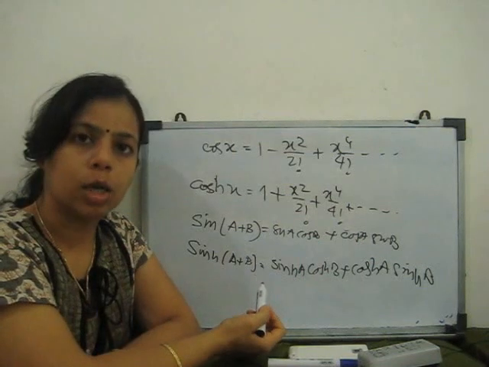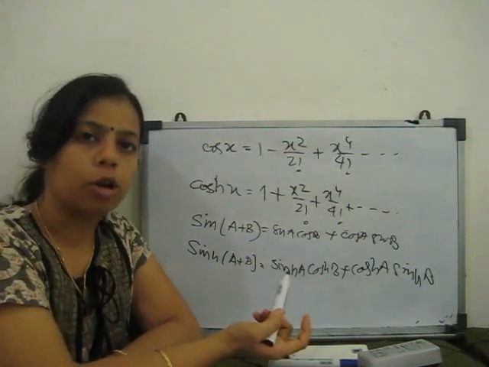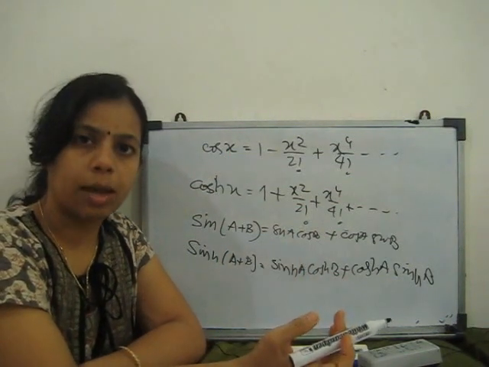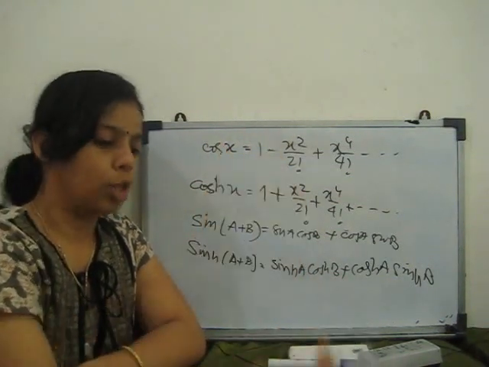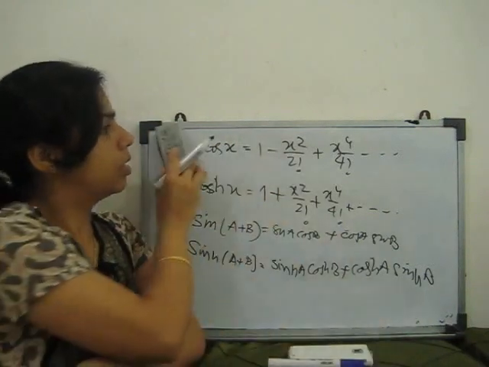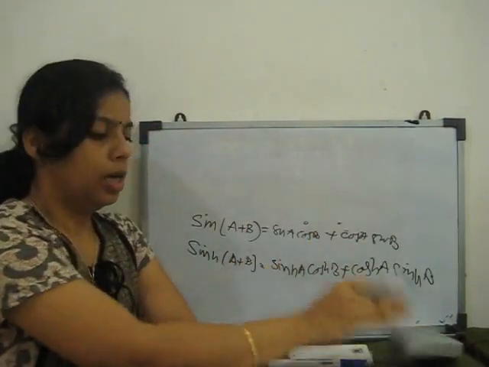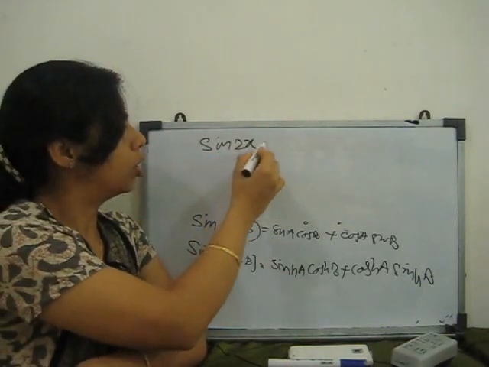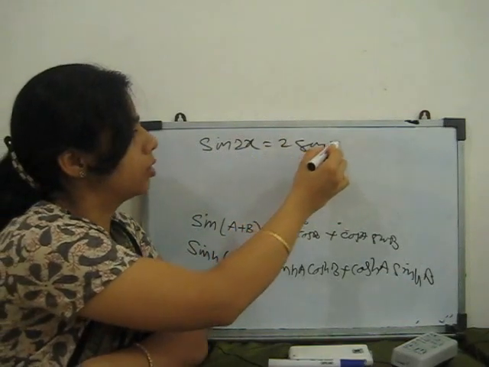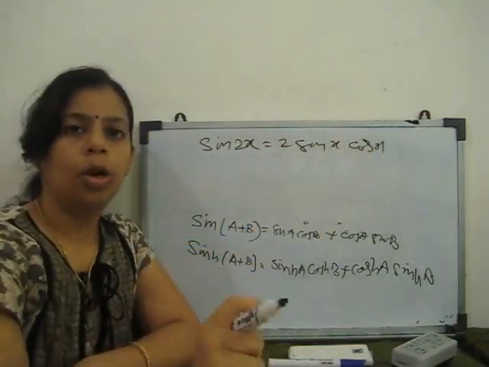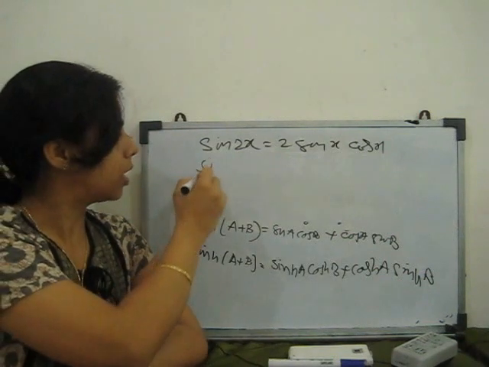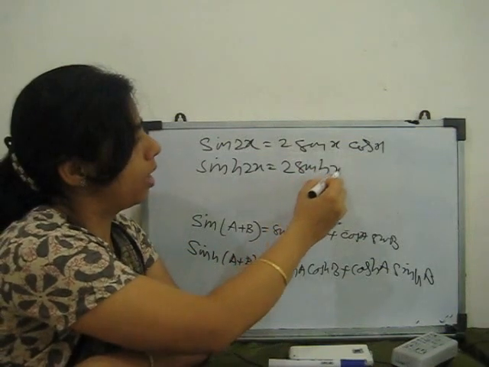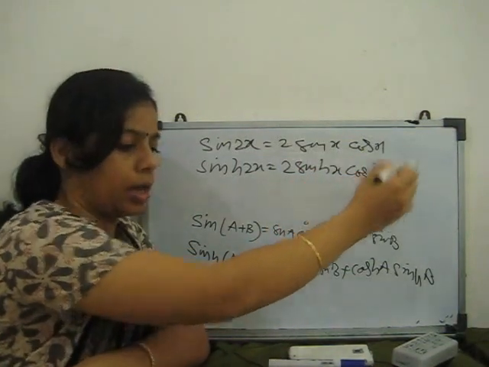So these are the same in the case of cos also. cos(a+b) is cos a cos b plus sin a sin b. Similarly for hyperbolic, cosh(a+b) is cosh a cosh b plus sinh a sinh b. Next is the relation of 2x: sin 2x is 2 sin x cos x. You all know this. In the hyperbolic case it is the same: sinh 2x is 2 sinh x cosh x.